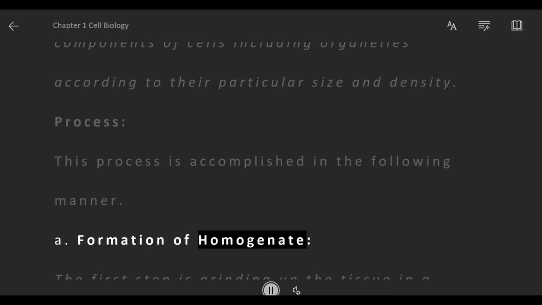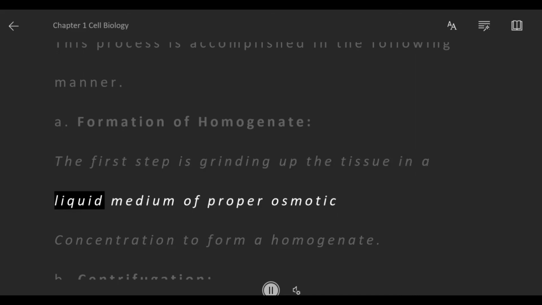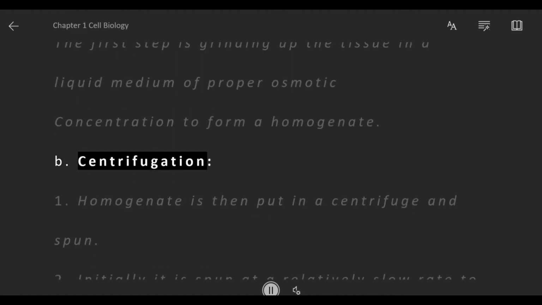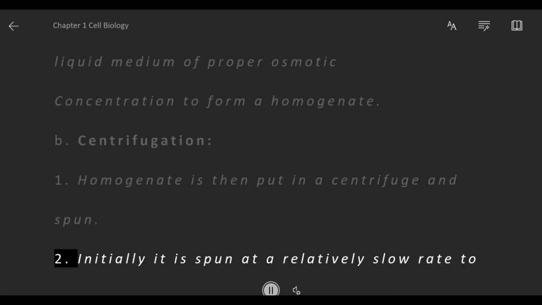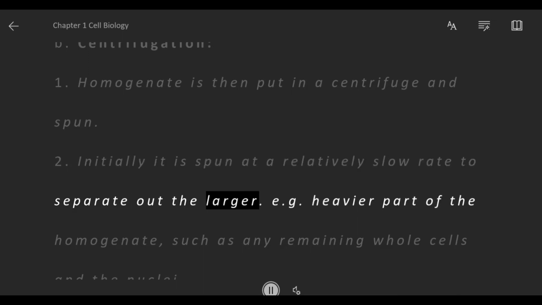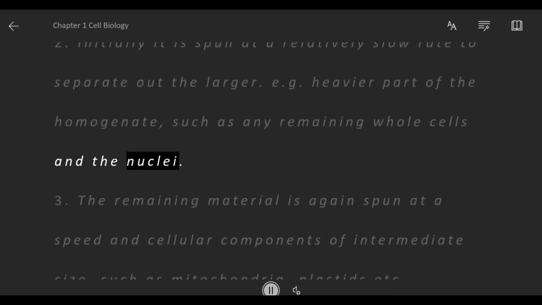A. Formation of homogenate. The first step is grinding up the tissue in a liquid medium of proper osmotic concentration to form a homogenate. B. Centrifugation. 1. The homogenate is then put in a centrifuge and spun. 2. Initially it is spun at a relatively slow rate to separate out the larger, heavier part of the homogenate, such as any remaining whole cells and the nuclei.